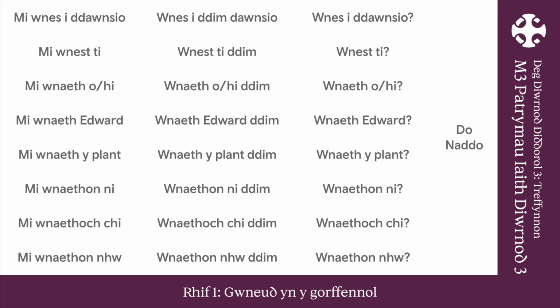The whole pattern causes a soft mutation in the verb you are doing, apart from in the negative form, when it is blocked by the word dim, which itself mutates to ddim. Mi wnes i ddarllen. Wnes i ddim darllen.